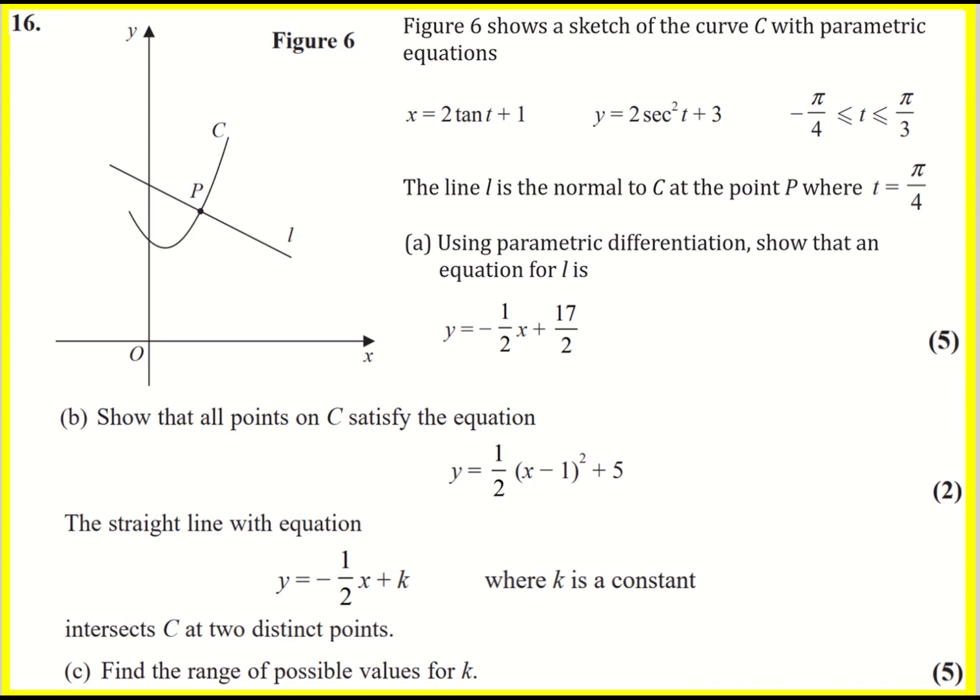And the line L is the normal to C at the point P where t is pi over 4. Using parametric differentiation, show that an equation for L is given by this. So we're going to need to find dy by dx here, which using the chain rule is dy by dt times dt by dx, which you can then write as 1 over dx by dt, and you can just divide them.